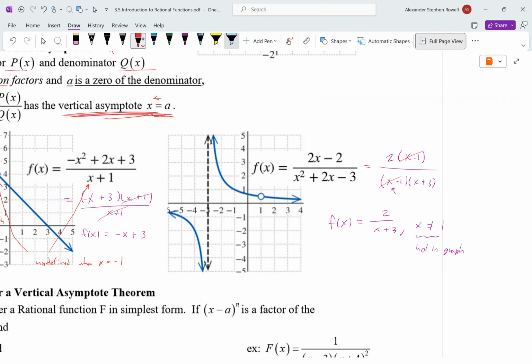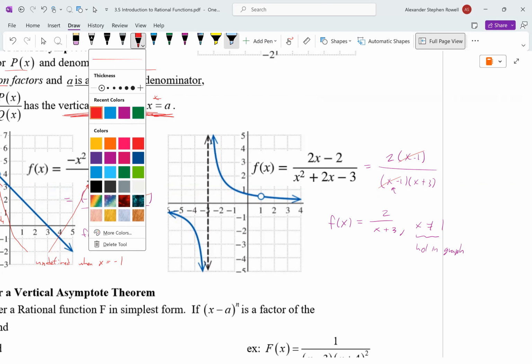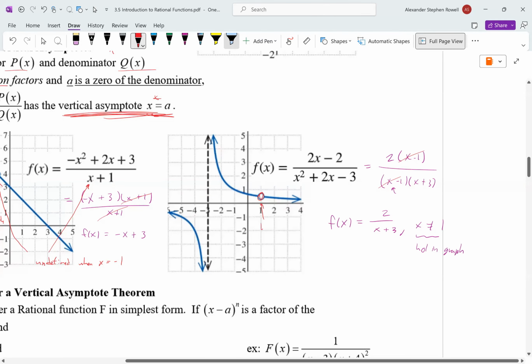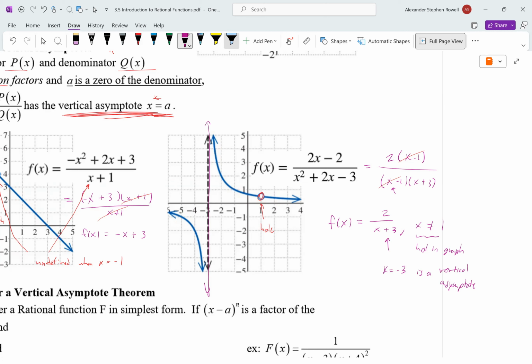Before you actually cancel factors, you need to decide where it's undefined. It's undefined at 1 and -3, but 1 is canceled, so there's a hole here in my graph. But when it's been reduced, x equals -3 is a vertical asymptote. Here's the line, x equals -3. Any questions about that? Definitely a lot of details here.